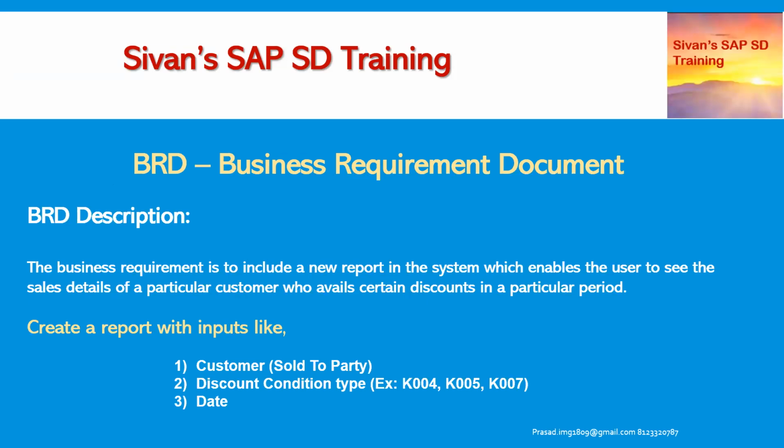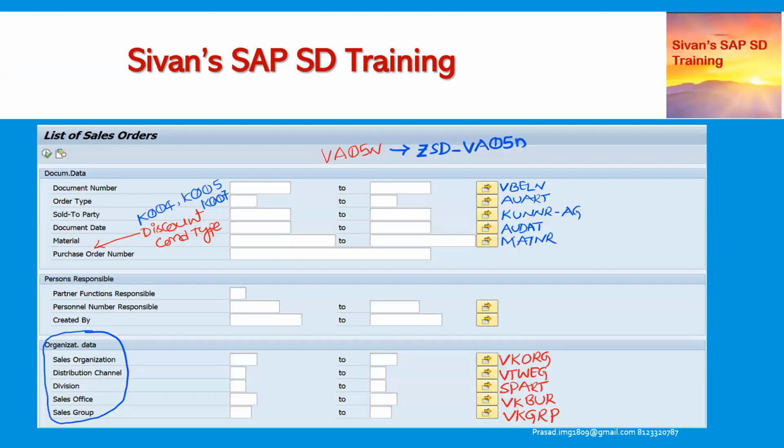So what are the report inputs? We have to have the customer sold-to party. It is like a selection screen criteria, in which the discount condition type has to be mentioned. So there will be multiple discounts, customer discount, customer material discount, material discount. Not only this, other discounts also will be there in real time. This is an example I'm giving you, and the date. So these three inputs we have to propose, and this is the screen in the business requirement document that they have given us. By seeing this one, you people will understand that this is VA05N.